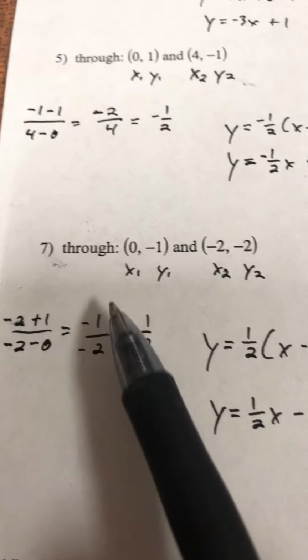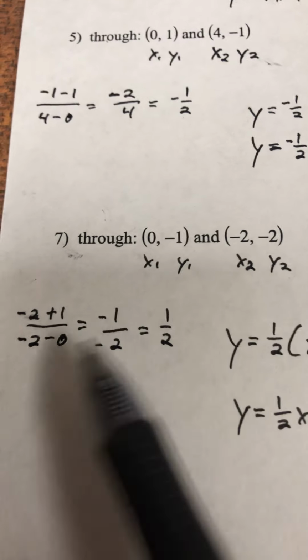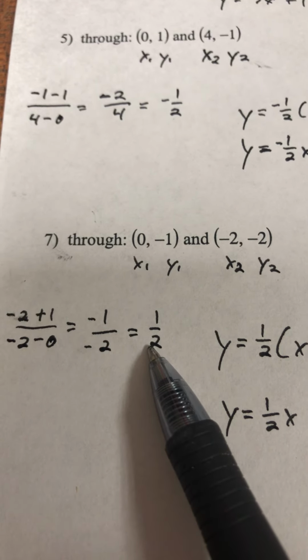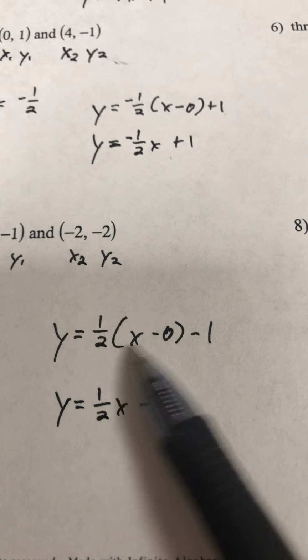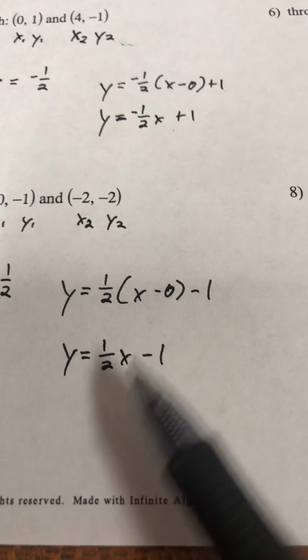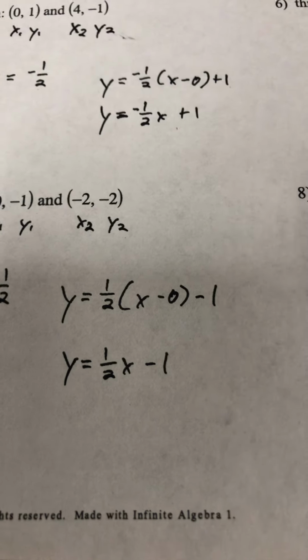And lastly, I have my x1, y1, x2, y2, and I figure out my slope. And then I plug that slope into the equation for point slope form, and I end up with y equals 1/2x minus 1.